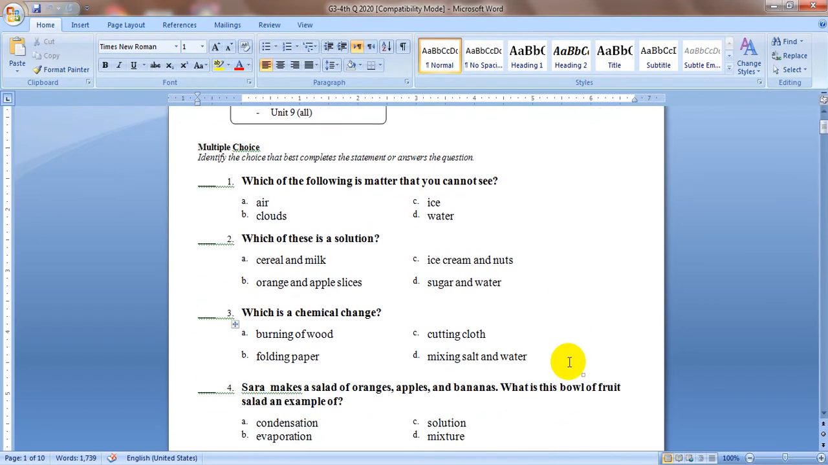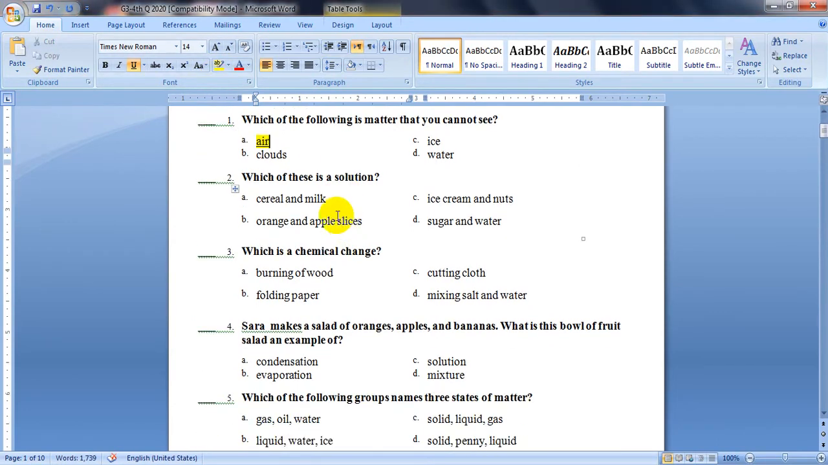Question number 1. Which of the following is matter that you cannot see? What can't you see? Air, clouds, ice, water. We cannot see air. Why? Because air is a mixture of gases, so we cannot see a gas.